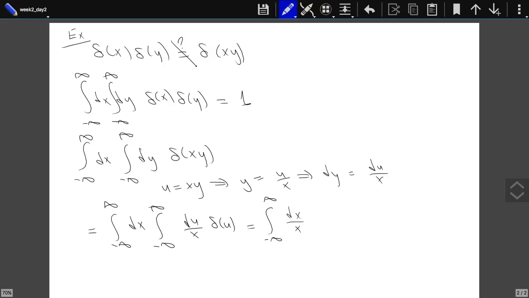Now, in this integral, the problem is that the point x equal to 0 is problematic. Depending on how you define it, this integral can be 0. Most of the time it is defined to be 0, or it can have any value that you like, in fact. But definitely it doesn't need to be 1.